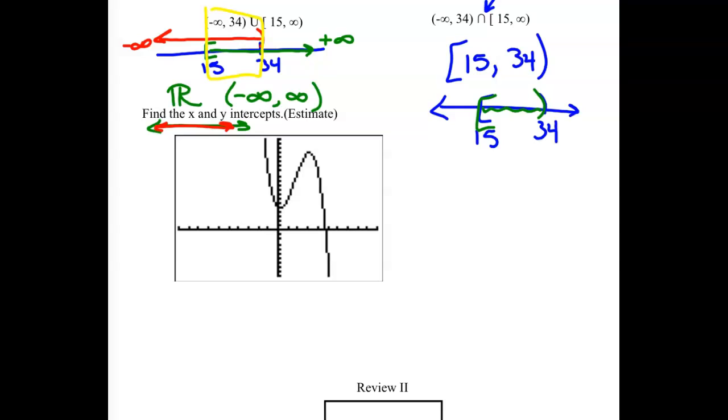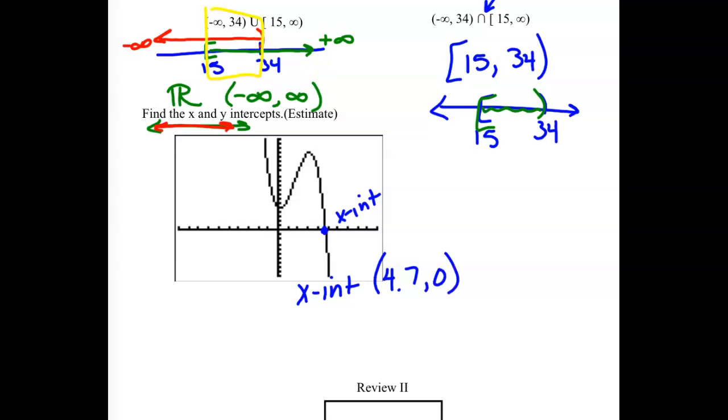All right, our last question says to find the x and y intercepts, just to estimate them. So our x-intercept is where we hit the x-axis, which would be right in here. Our tick marks, we're assuming, are going by ones. So we are somewhere between 4 and 5, a little closer to the 5. So I would estimate my x-intercept to be about 4, we'll say 4.7.